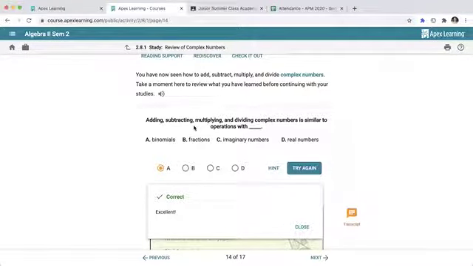All right. Awesome. So adding, subtracting, multiplying, dividing complex numbers is similar to operations with binomials. But I will argue with you, it is also similar to operations with fractions. It's also similar to operations with imaginary numbers and with real numbers. So I don't know why they asked this question the way that they did here. But regardless, what they're trying to get at is that you can treat i like a variable.